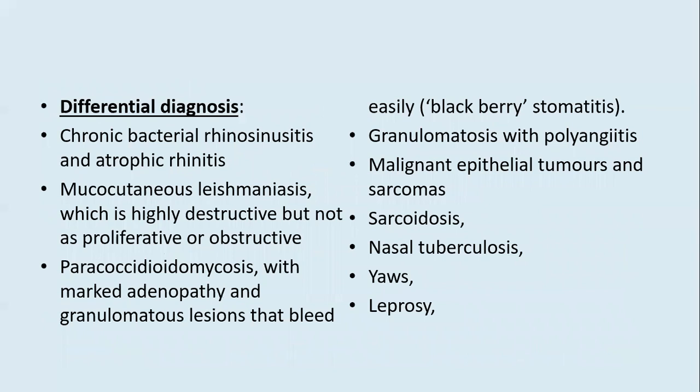Differential diagnoses are many, and mainly the diseases which involve the nose and central area of the face: chronic bacterial rhinosinusitis with atrophic rhinitis, mucocutaneous leishmaniasis, which is highly destructive but not proliferative or obstructive, paracoccidioidomycosis, also known as blackberry stomatitis, then granulomatosis with polyangiitis, that is Wegener granulomatosis, malignant epithelial tumors and sarcomas, sarcoidosis, nasal tuberculosis, yaws, and leprosy.